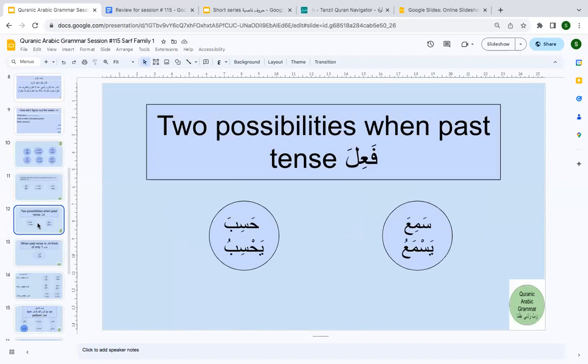Okay, good job. Now, what are the two possibilities when your past tense spells like fa'ila, or sami'a or hasiba? When your past tense spells like fa'ila, there are two possibilities. Think about sami'a, hasiba.